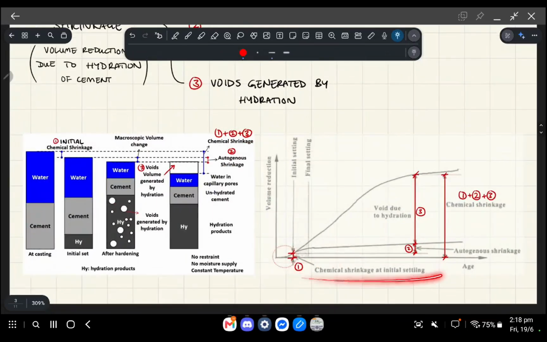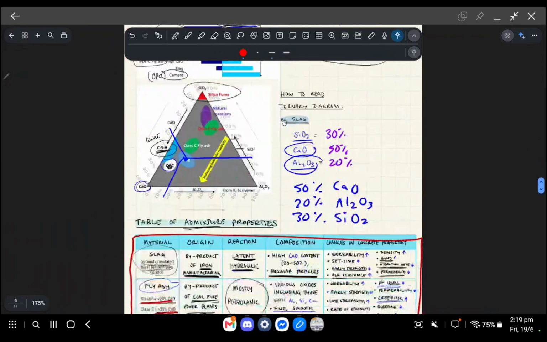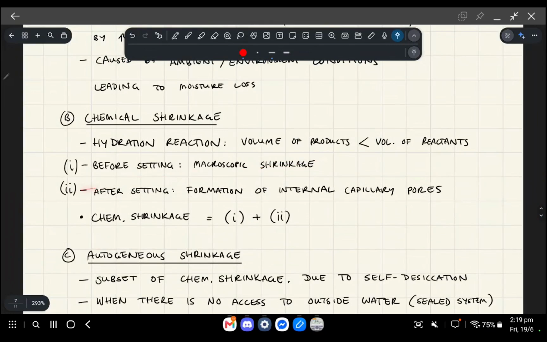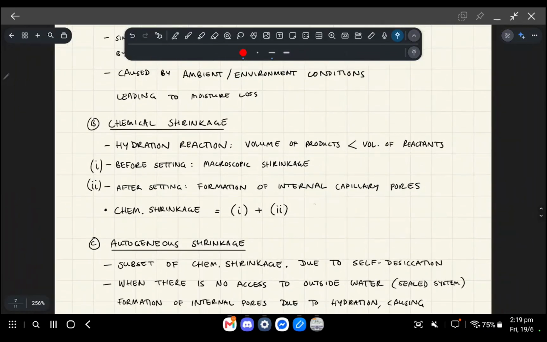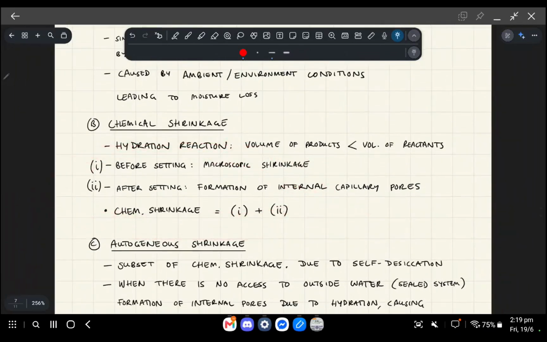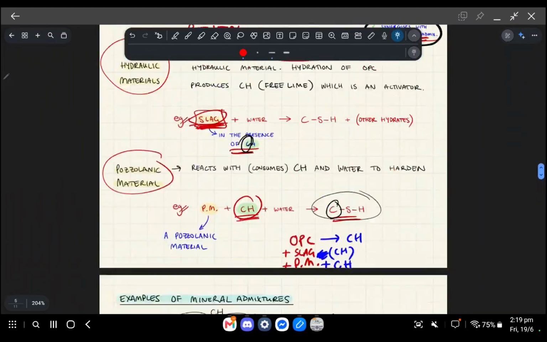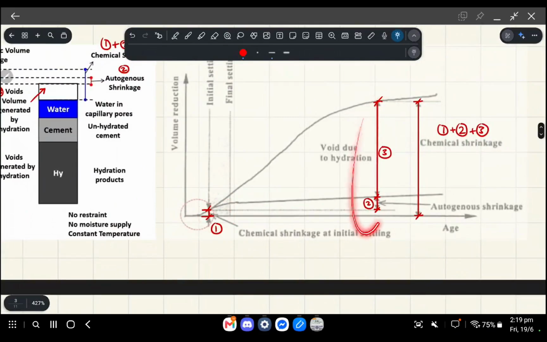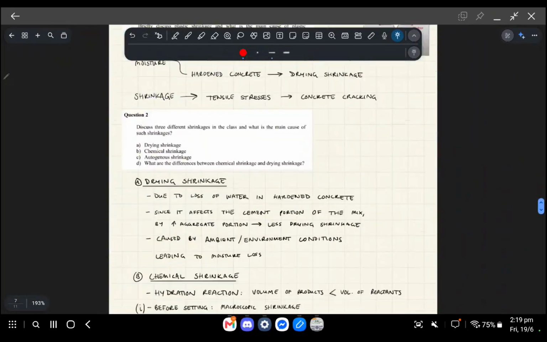It's basically the chemical shrinkage at the initial setting. So that's part 1 of my diagram. After the setting happens, you've got the formation of these internal capillary pores. And ultimately, the chemical shrinkage is combining those two things. So I think what I was trying to say there is there's this one, and then there's these two combined. So that's what part 2 was in that answer.